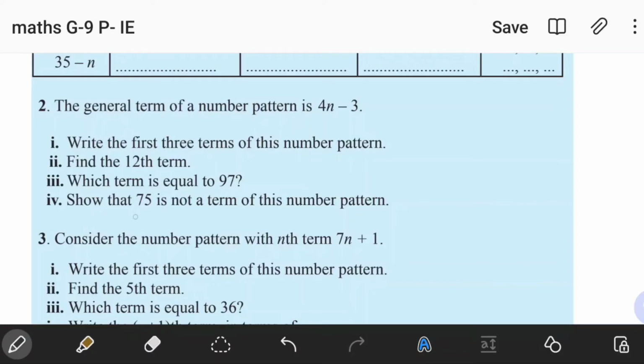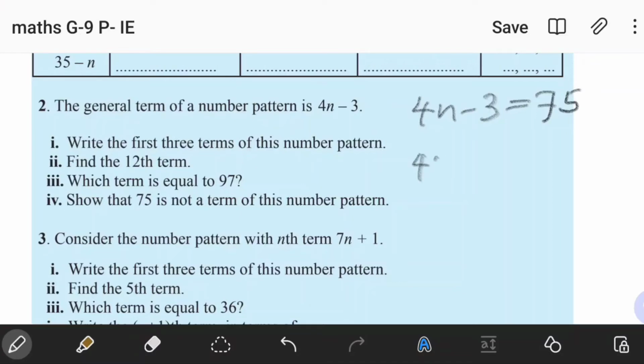Right. So then we have this other value. Show that 75 is not a term of this number pattern. How do we show that? Let's assume it is. Then 4n minus 3 should be 75. Then n should be a whole number.